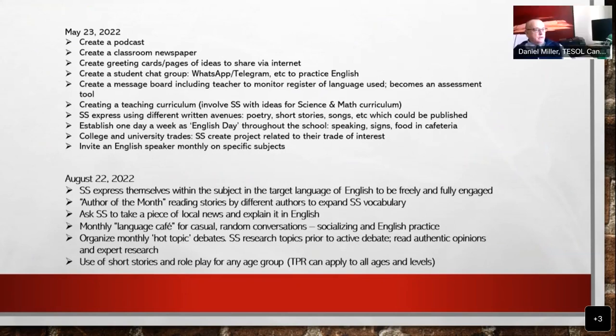So these were ideas that previous groups have come up with, and I think they've probably covered just about every idea that we could think of. Here are the podcasts. This was mentioned previously in a group.